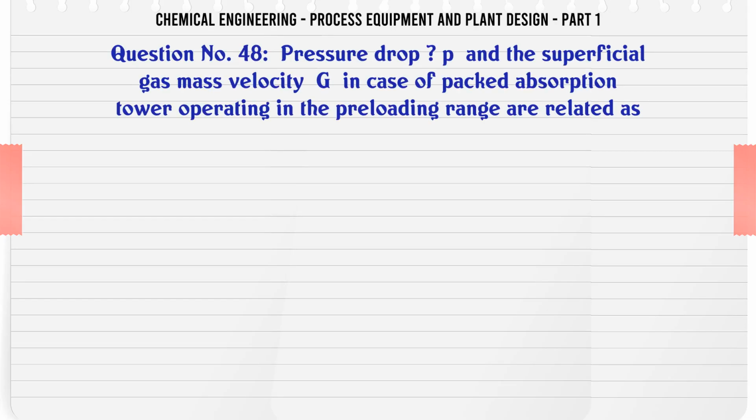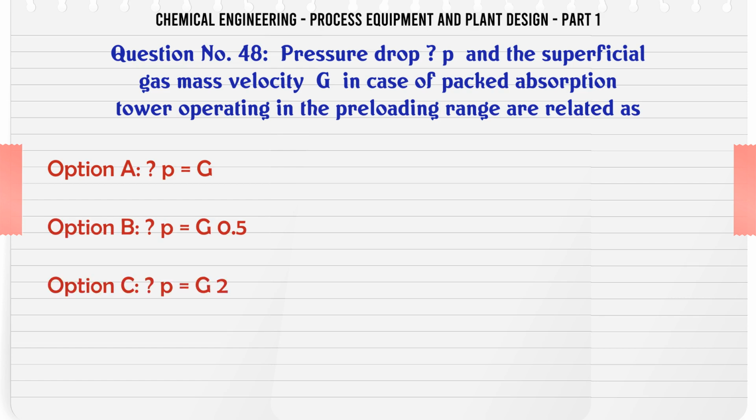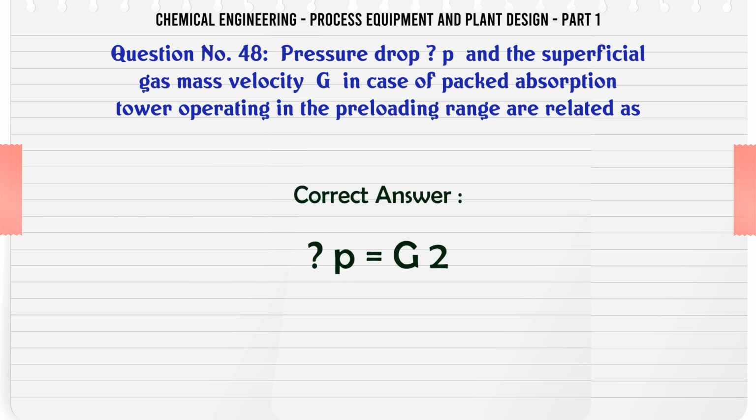Pressure drop ΔP and the superficial gas mass velocity G in case of packed absorption tower operating in the preloading range are related as A. ΔP is proportional to G. B. ΔP is proportional to G^0.5. C. ΔP is proportional to G^2. D. None of these. The correct answer is ΔP is proportional to G^2.